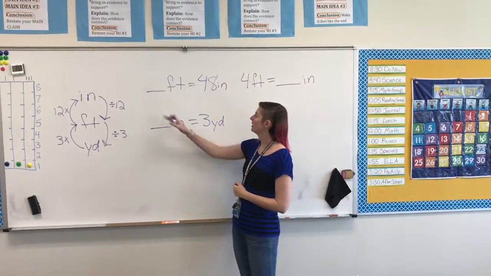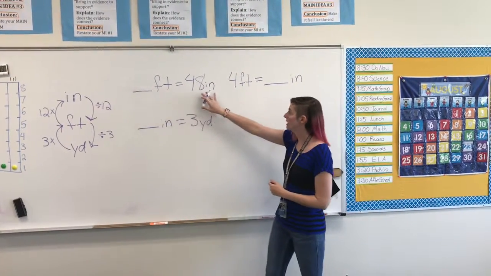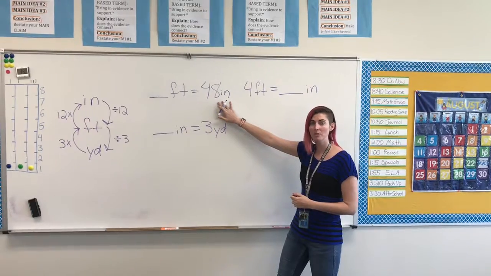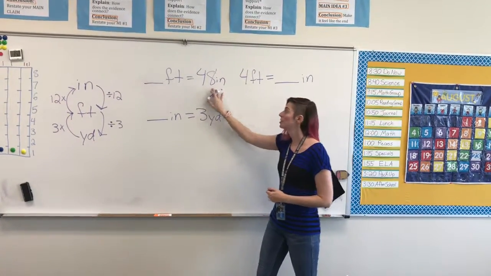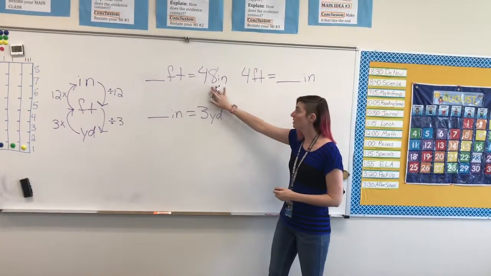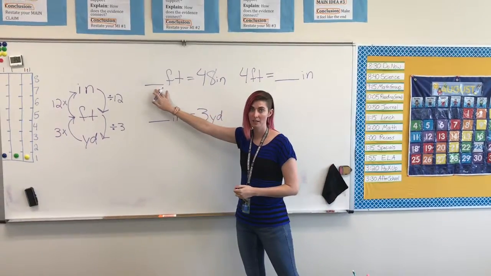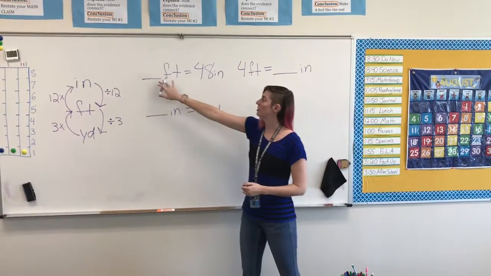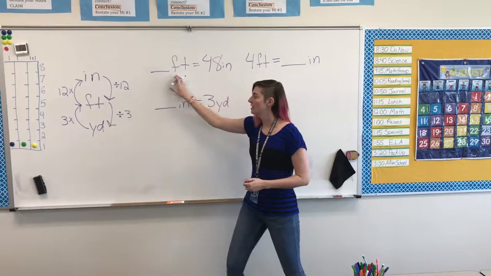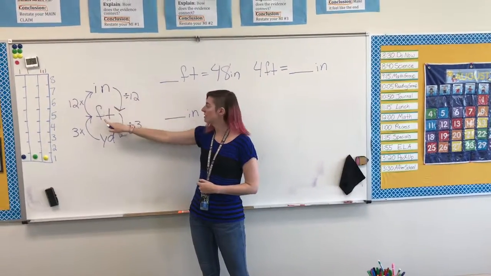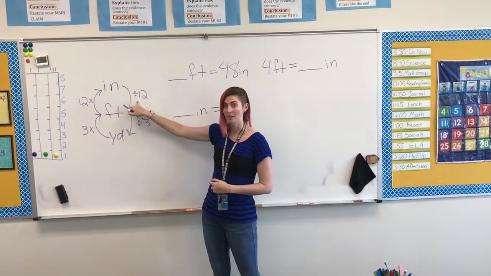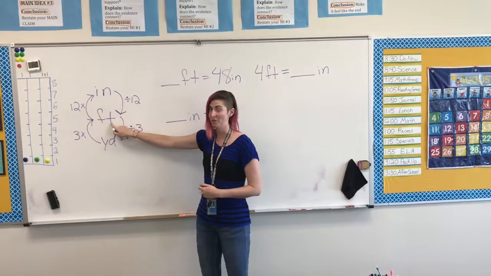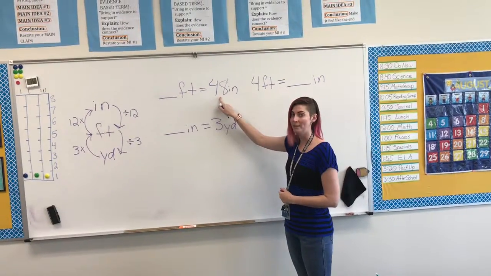Our first example here is from blank feet to 48 inches. When dealing with conversions, we always want to go from what we know to what we don't know. We know 48 inches, but we don't know how many feet. So I'm going to go from what I know to what I don't know, inches to feet. Here in my chart, I go from inches to feet. It's telling me to divide by 12 because I'm going down. So I'm going to take 48 and divide it by 12.